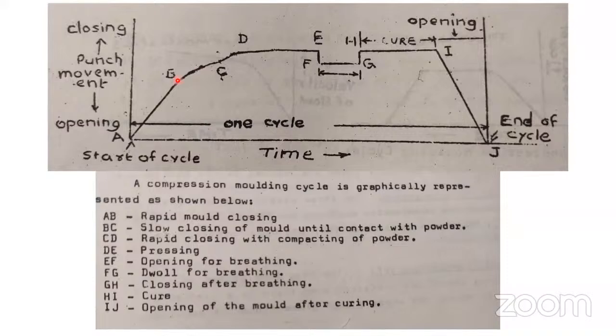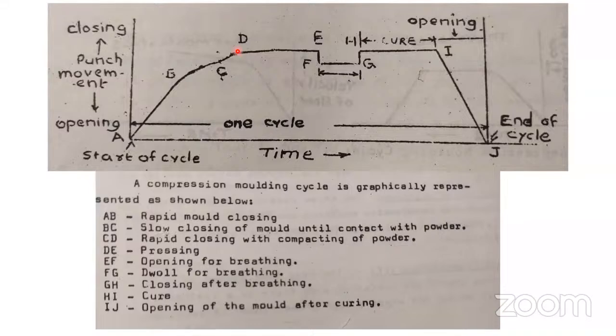Then B to C, up to here. Slow closing of the mold until contact with the powder. Now you are closing the mold, right? Therefore, slow now. Once it has reached the powder, then start slowly. After that, rapid closing, C to D. See here, some increase. See the punch movement here. Rapidly closing.